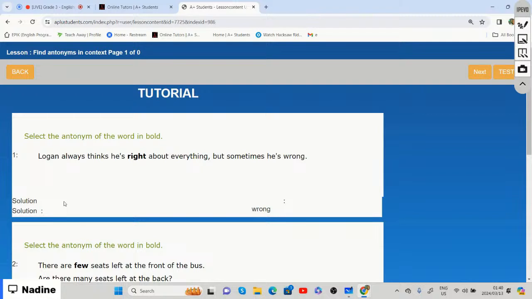So we now need to select the antonym of the word in bold, right? Because remember, we are not done yet. So it says Logan always thinks he's right about everything, but sometimes he's wrong. Remember, we said antonyms are words with opposite meanings, right? And so far, we have literally discussed a whole lot of opposites, right? So that is why we are just going straight to our test to test ourselves, right? So we need to select the antonym in brackets.